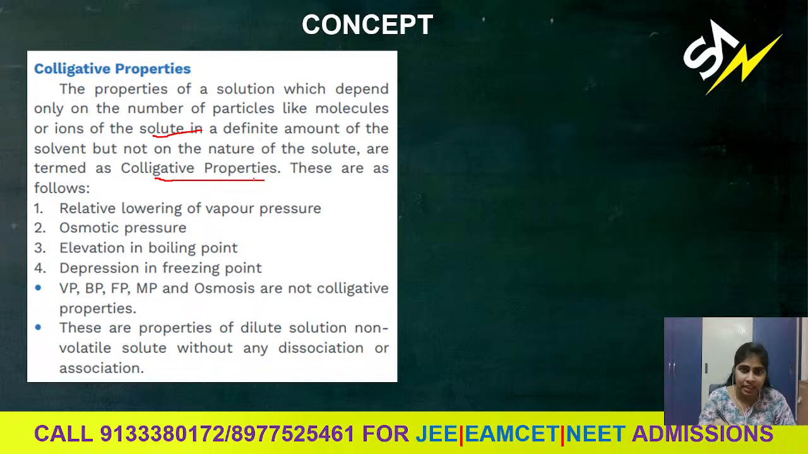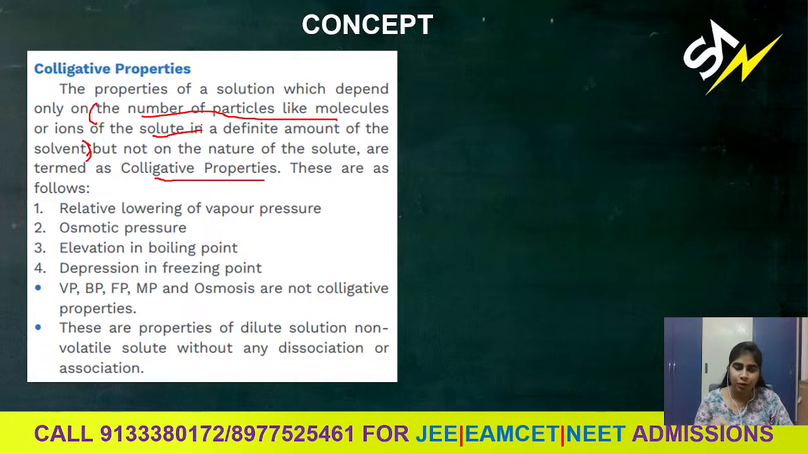The properties in which only the number of particles of the solute in a definite amount, you can see, depend on the number of particles like molecules or ions of a solute in a definite amount of the solvent. So it mainly focuses on the number of particles of the solute which are dissolved in the solvent. That is, those properties are given by these colligative properties.